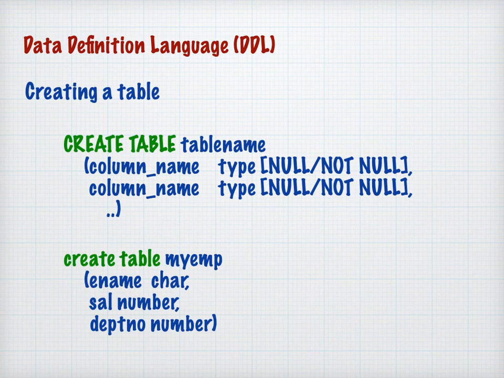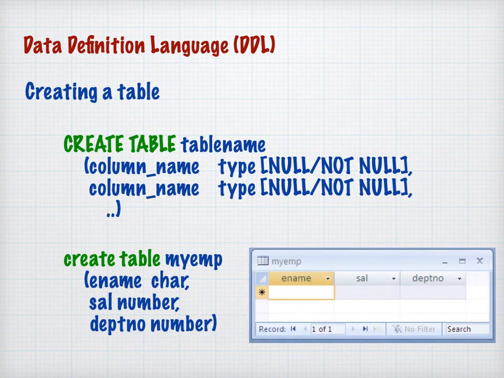So here we go. Here's an example where I'm going to create a version of an employee table called myemp, and you can see it's got three fields inside. It's got ename, sal, and department number. Ename is going to be able to store characters inside it. Sal is going to be a number, and department number is also going to be a number. And you can see the layout there. So I'm creating a table called myemp with three columns inside it. It looks like this. Now here I'm using Access, and so that's a screenshot from an Access database.